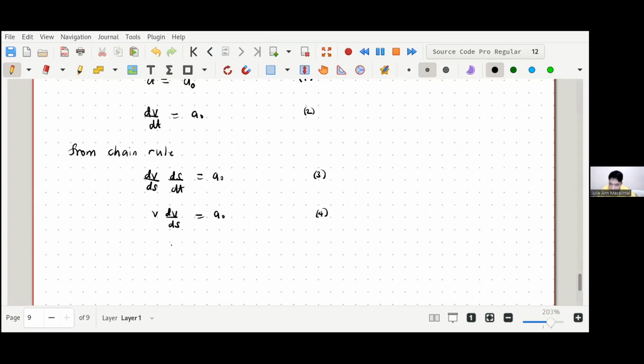And then, v dv is equal to a sub 0 times ds. So, separable na siya. And then you can integrate. And we're going to get v squared over 2 is equal to a sub 0 times s plus an arbitrary constant.